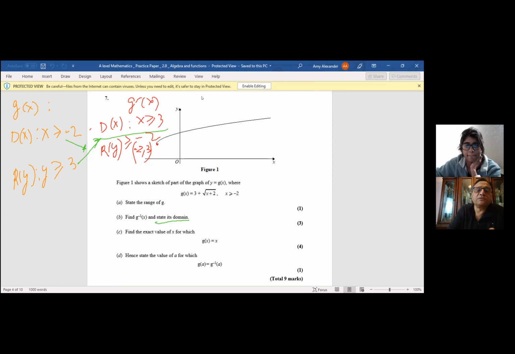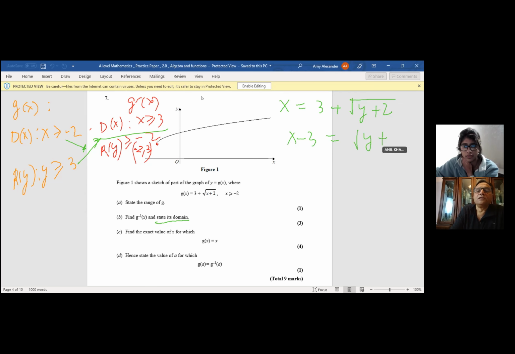Okay. So for the inverse you'll swap and do the needful, correct? So can you tell me the inverse of this function? Yeah. So g inverse of x equals (x minus 3) whole squared minus 2.